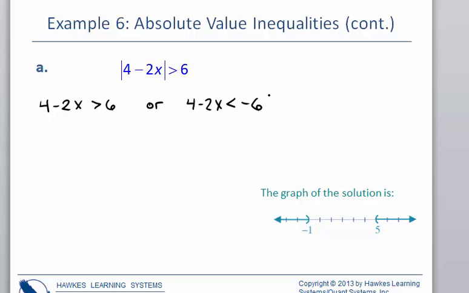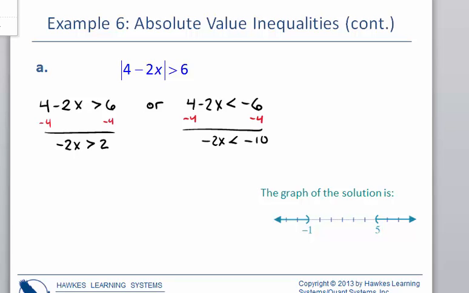And now we'll work both of these inequalities out, solving for x. So we begin by subtracting 4. And I'm going to just go ahead and work both of them as we go. So on the first one, we're going to have negative 2x is greater than 2. On the second one, we're going to have negative 2x is less than negative 10.